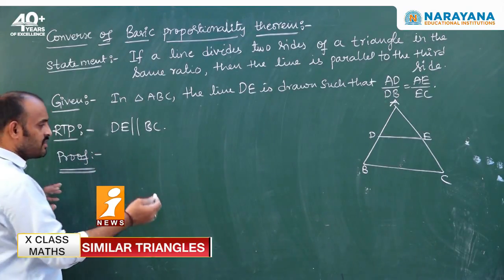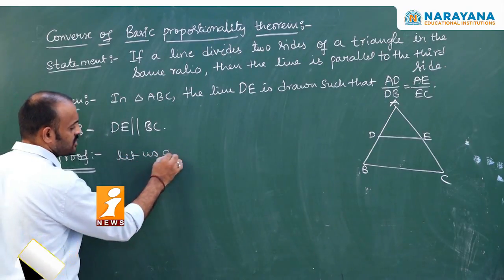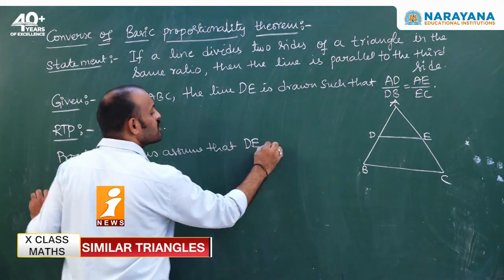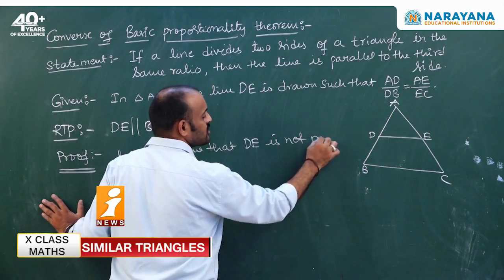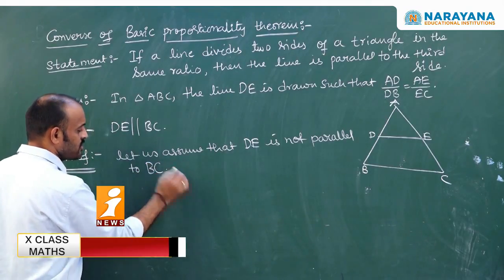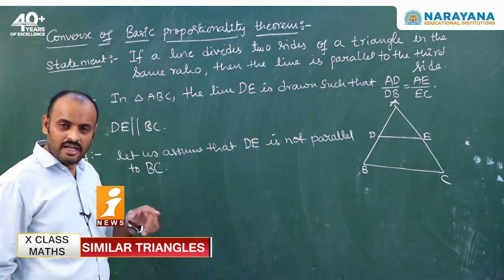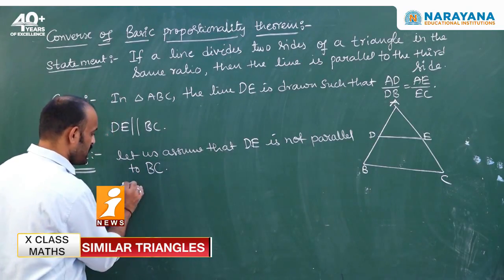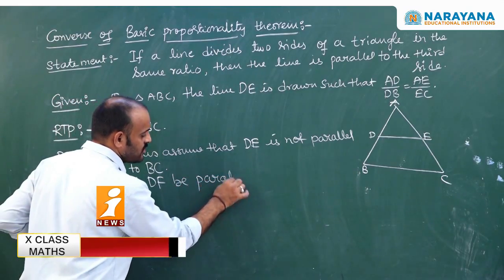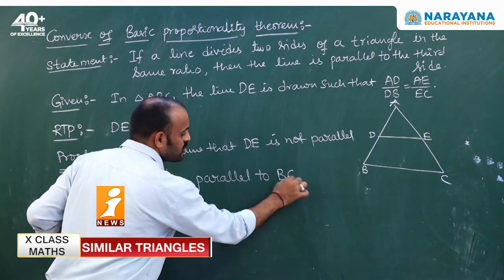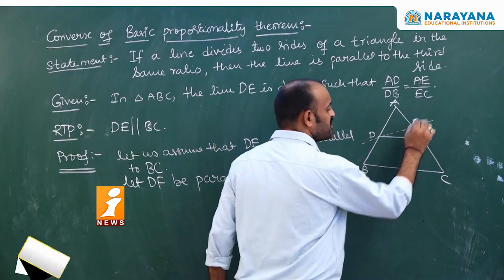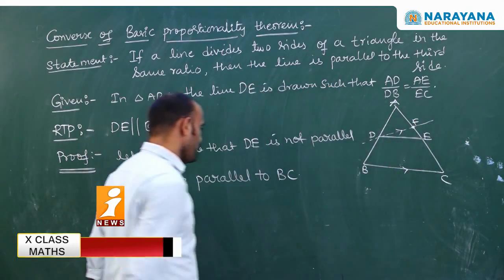Let us go in a contrary way. Let us assume that DE is not parallel to BC. When DE is not parallel to BC, let us draw a line parallel to BC. Let DF be parallel to BC.